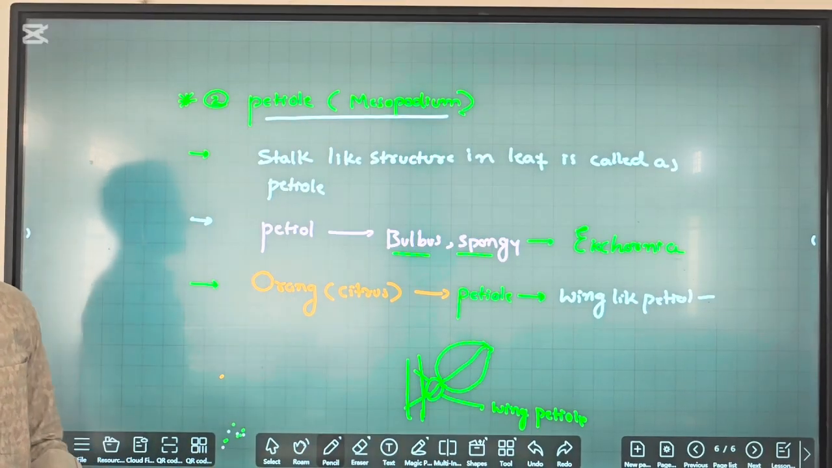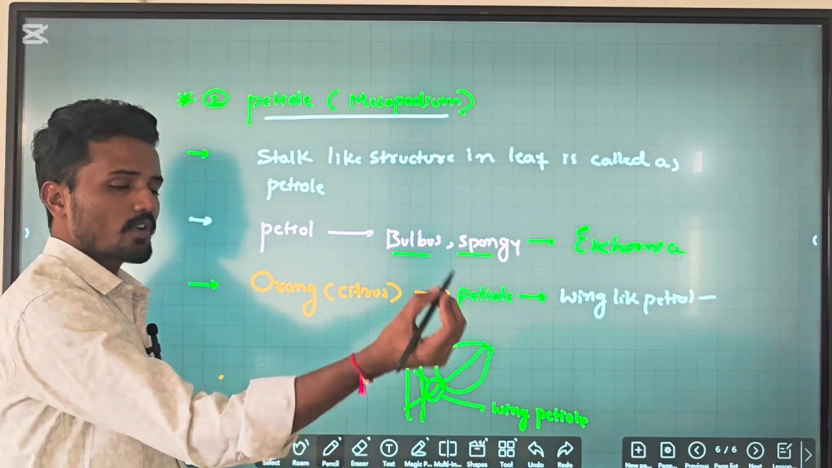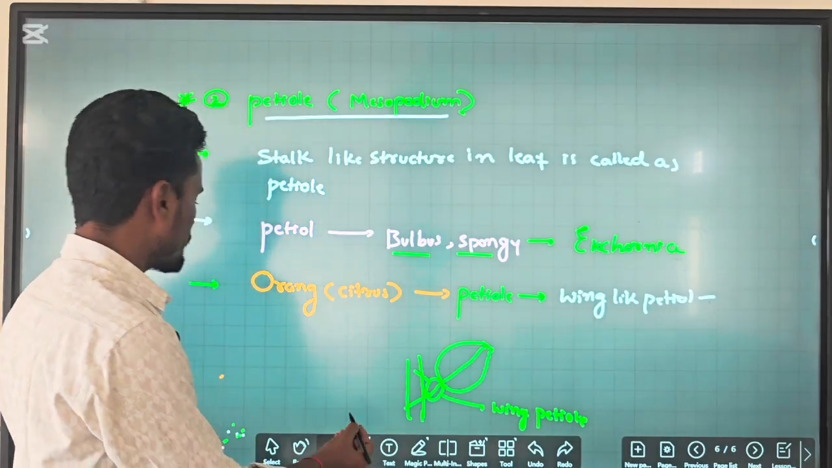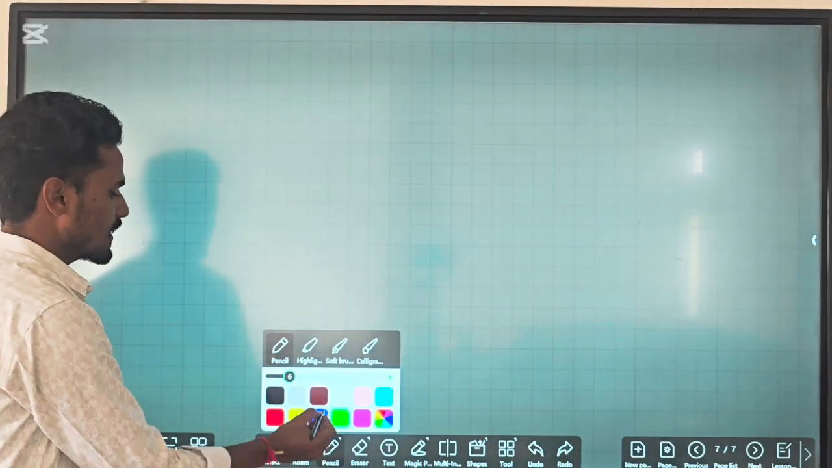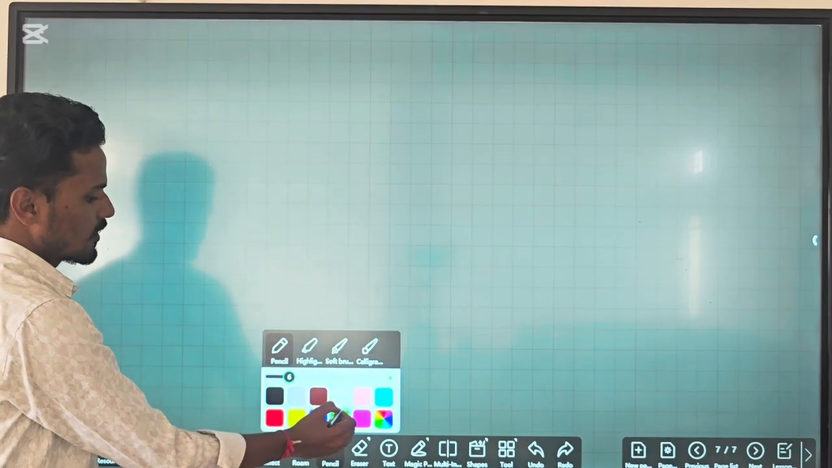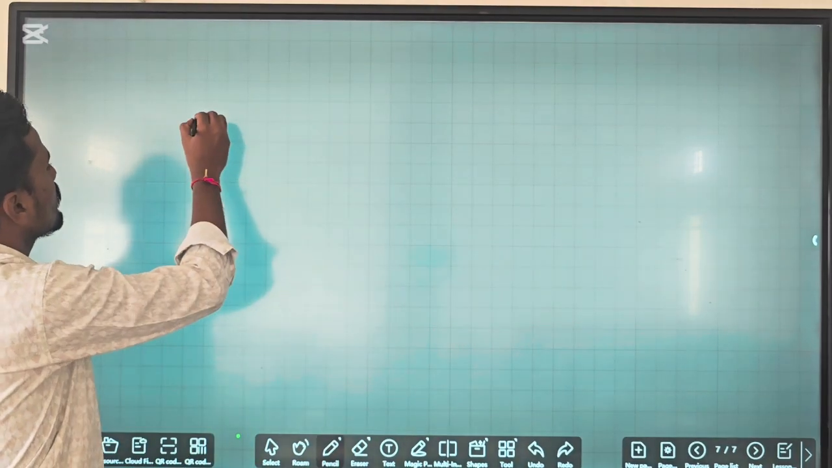There is another important terminology and modification which has been mentioned in our NCERT, that is phyllodes.